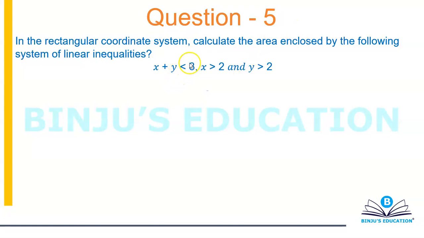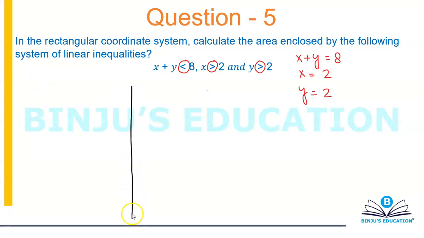First of all, you're going to remove the inequality sign from all three, and rewrite the equations as x plus y is equal to 8, x is equal to 2 and y is equal to 2. Let's draw the xy plane. This is my xy plane. Let's draw these three lines on the xy plane.